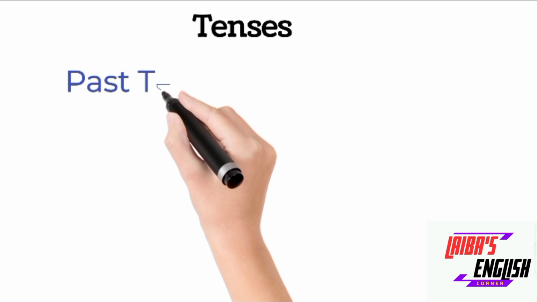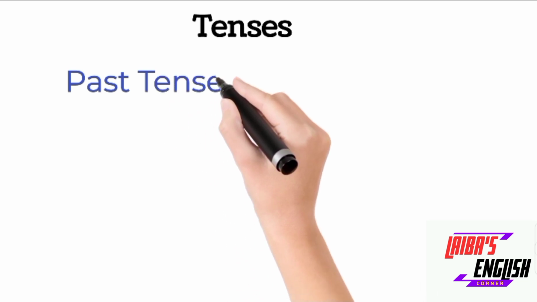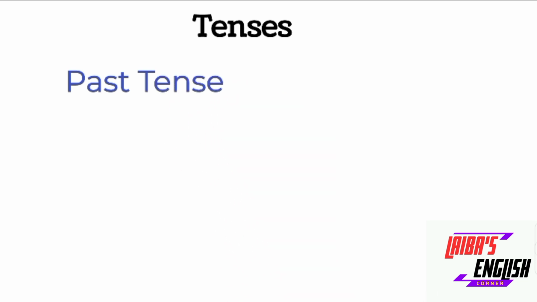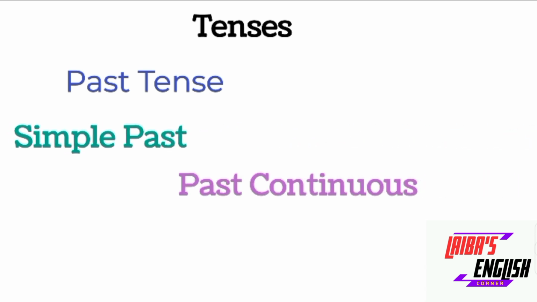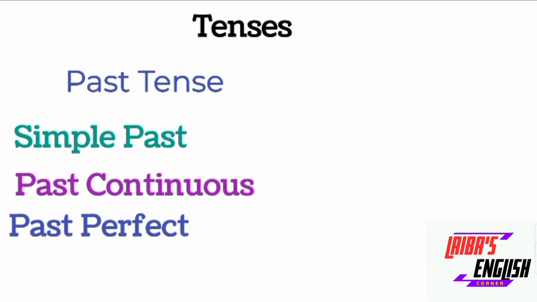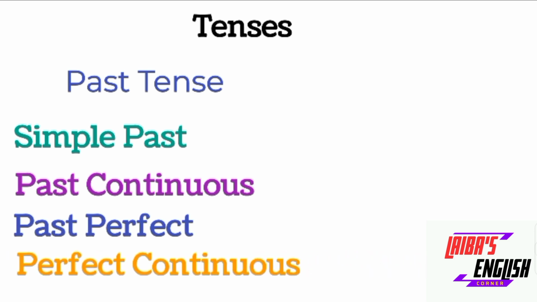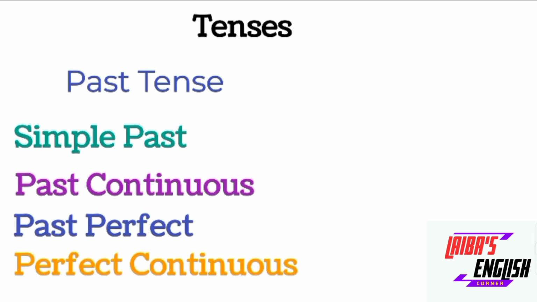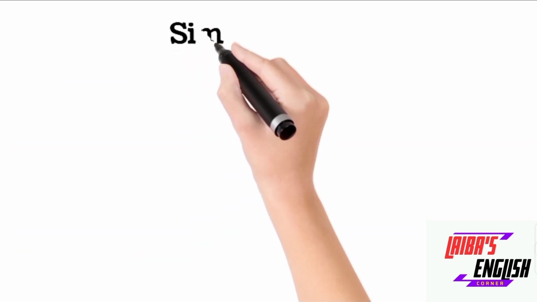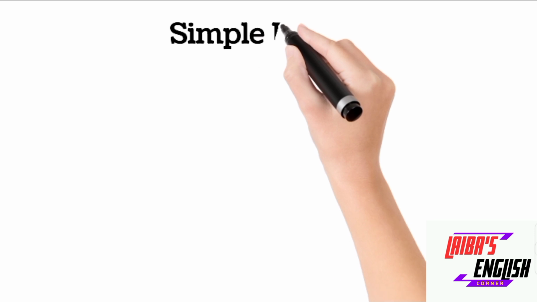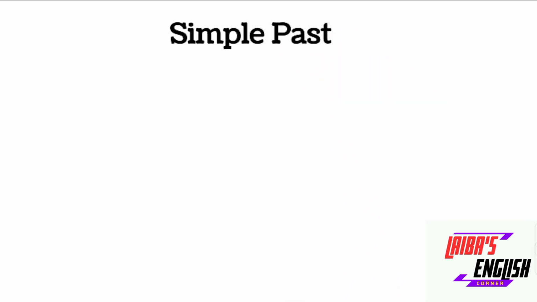In our previous video, we had discussed present tense along with all the details and structure. In today's video, we are going to discuss the past tense. I have already told you that each tense is further divided into 4 types, which include simple past, past continuous, past perfect, and perfect continuous. So we will start with the video and we will discuss one by one tense along with the structure in detail. So let's start with the simplest, the simple past tense.